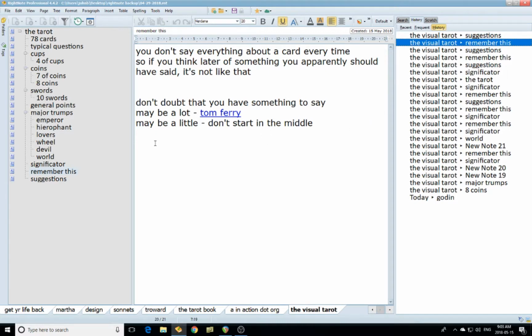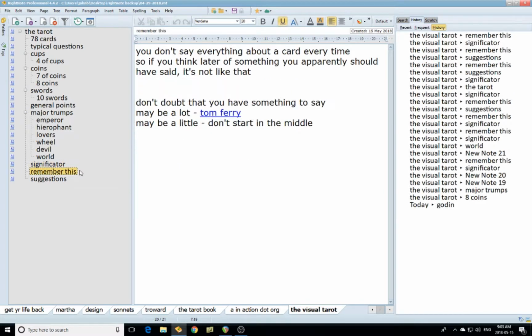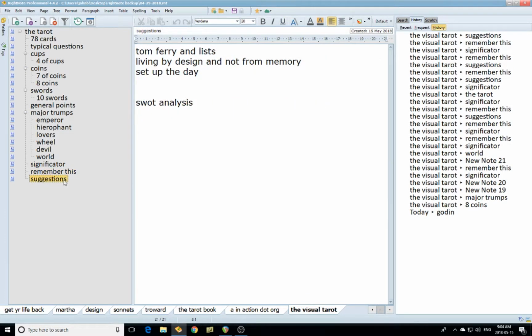Okay, that's it for today. We looked a bit at significators and what they mean. We looked at remember this, or by all means call it something else. And we looked at suggestions. So we're gradually building up our database, we can say.